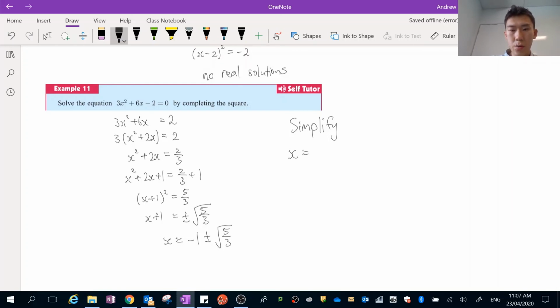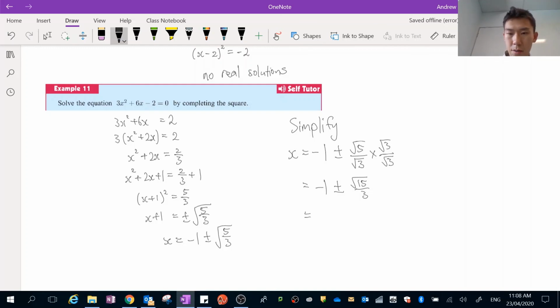So x equals -1 plus or minus. Now square root 5 on 3 is root 5 over root 3. I see that root 3 is irrational in the denominator, so I'm going to rationalize that like this. Okay, so I'm going to have -1. Now that doesn't change the value of my solution at all, because root 3 on root 3 is 1. So this gives me root 15 on 3.